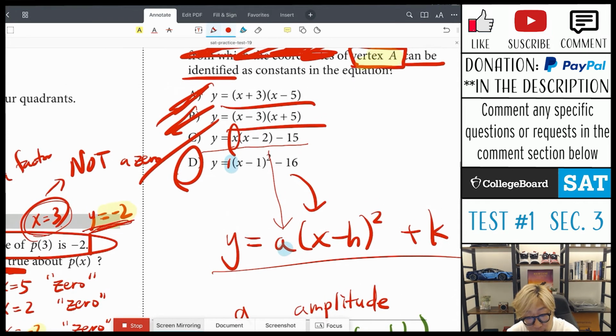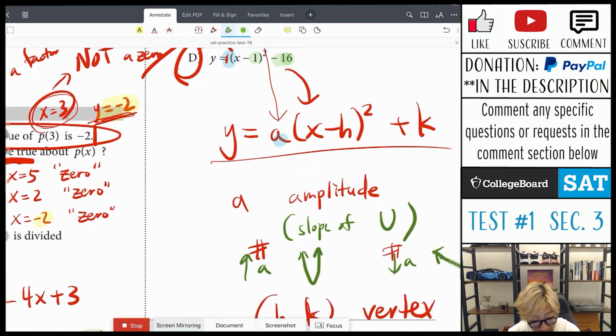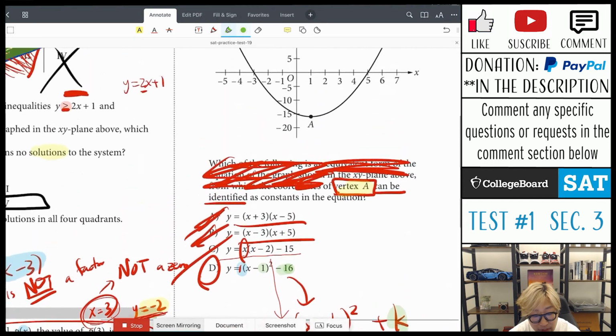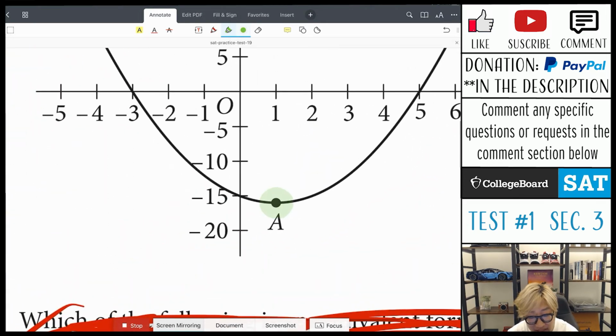And just to double check, triple check, 1 and negative 16, because h and k, like I said, is your vertex. 1 and negative 16 better be the vertex, and that definitely looks like 1 and negative 16.